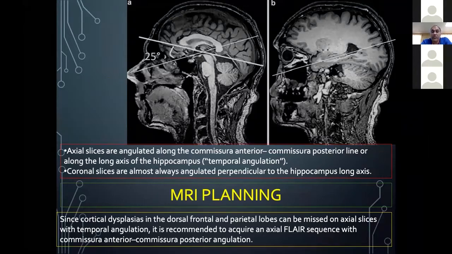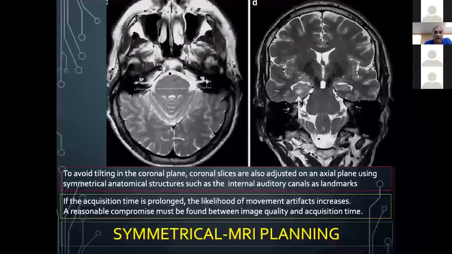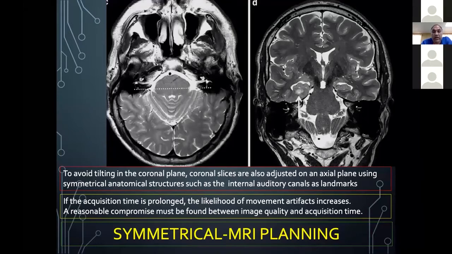Coming to planning, we can do acquisitions along the ACPC line and also along the hippocampus. The coronal sections have to be taken perpendicular to the hippocampus. The planning is very, very important, because the presence of asymmetry can give rise to false lesions. One of the easy ways of doing it is to identify the internal acoustic meatus, and you can make perfect coronal planes using this landmark.